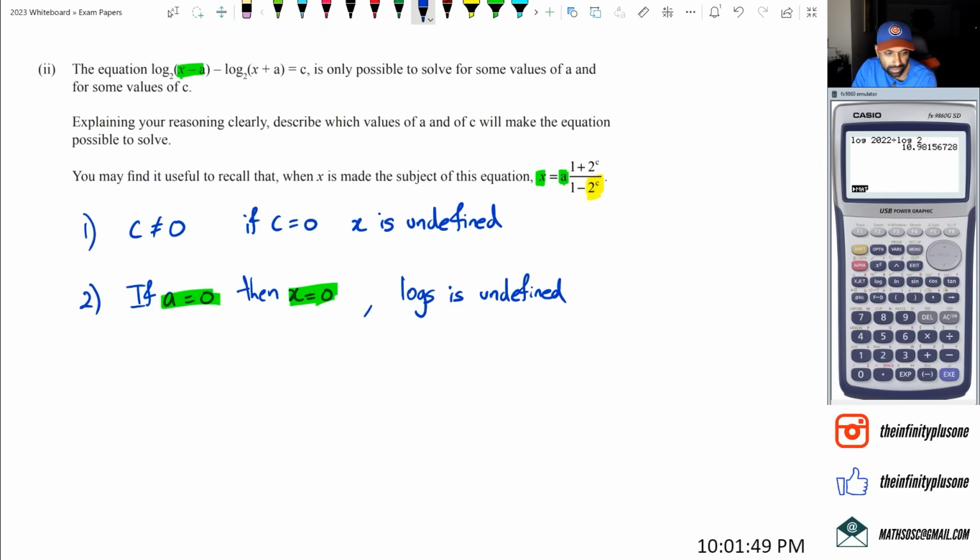Because you can't actually figure out log of 0. So if I go into my calculator, what do I mean by that? If I go log of 0, it doesn't exist. All right. So in this case, notice how I've connected up with that. If c is equal to 0, x is undefined, because you're going to get 1 minus 1 and 0 is in the denominator. That's why situation 1 doesn't actually work out.